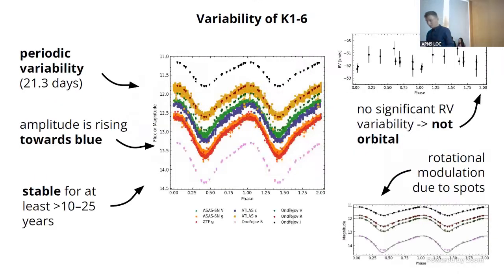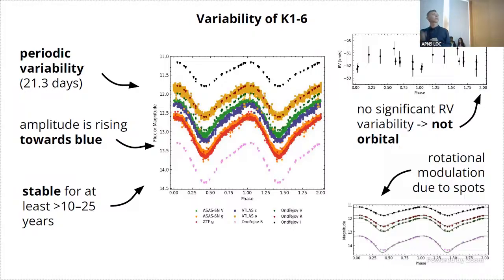The other thing we did is to observe a lot of data, and there are also survey data, which you can see here. This star is showing very interesting variability of 21.3 days. It's not orbital, that we know. It's stable for 10 to 25 years. The amplitude is largest in blue. We did RV monitoring, so we know that it's not orbital. The explanation that we have that seems to work, which is still weird because of the stability, is rotational modulation due to spots.